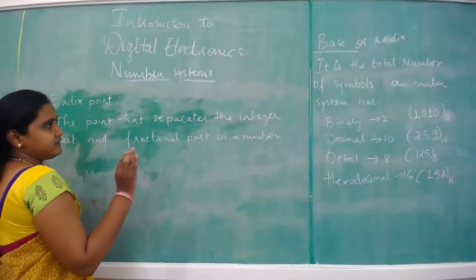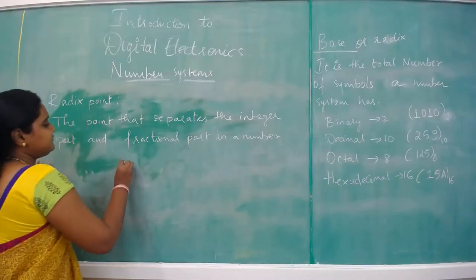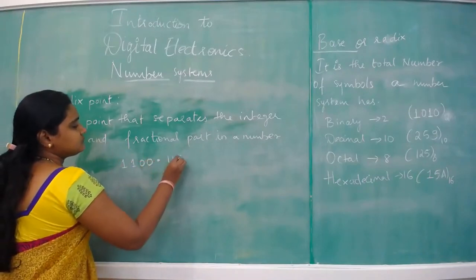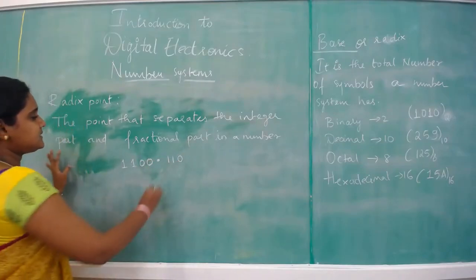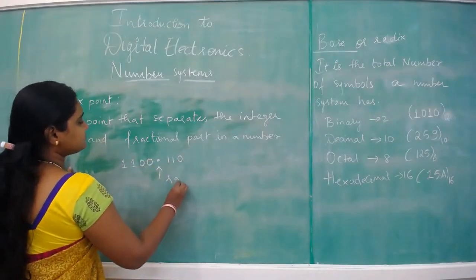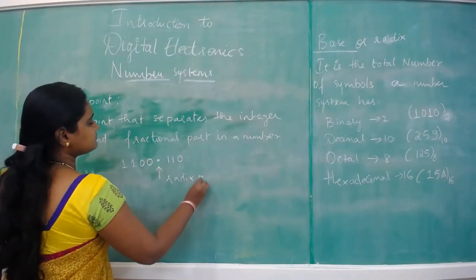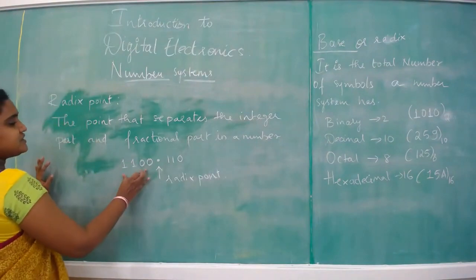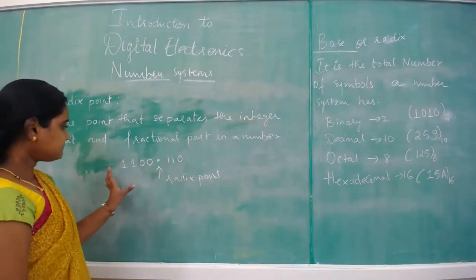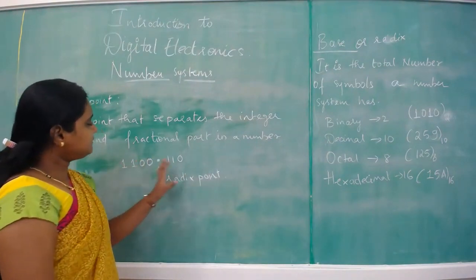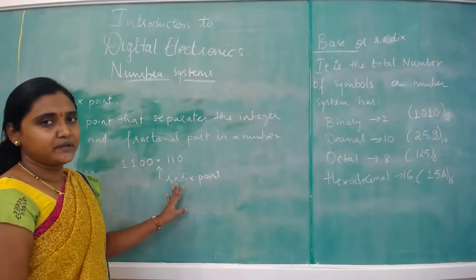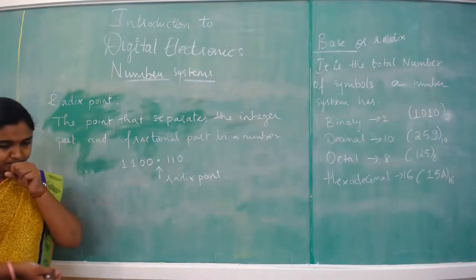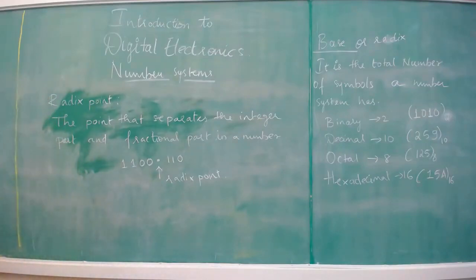For example, I will take an example of a binary number itself. The number is, point. Okay, this is the radix point. This is the integer value and this is the fractional part. The point that separates the two is called the radix point. Okay. So these are the two definitions.